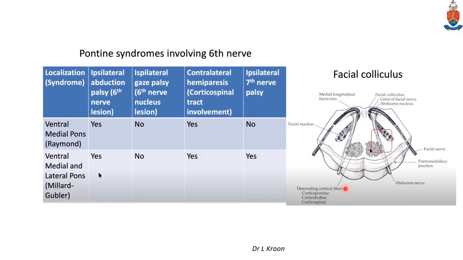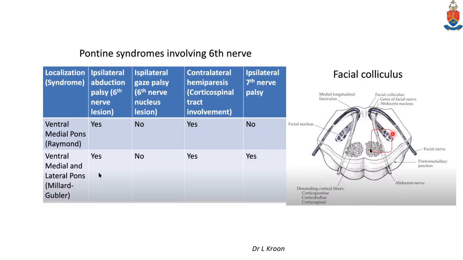And then the second type of pattern that we see would be the ventral medial as well as a little bit of the lateral pons. And that's going to affect the same combination of nerves that we saw with Raymond syndrome, the corticospinal tracts, as well as the abducens nerve.